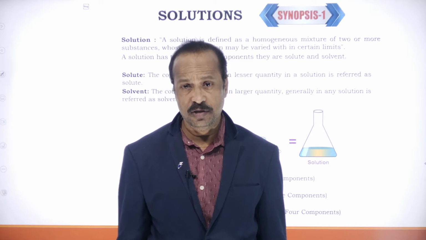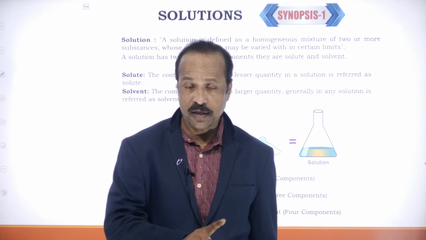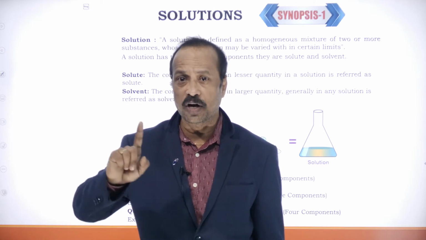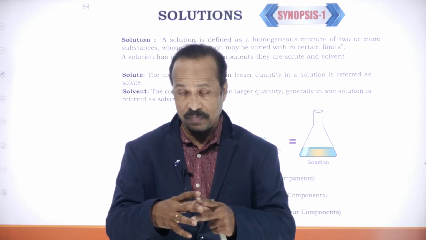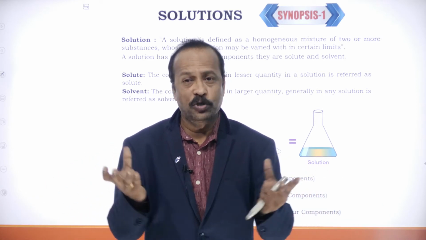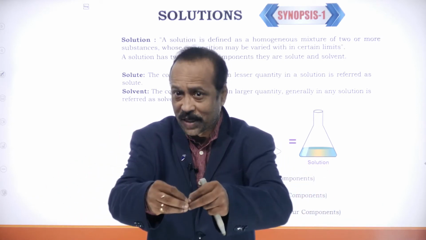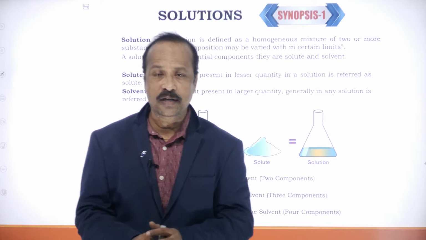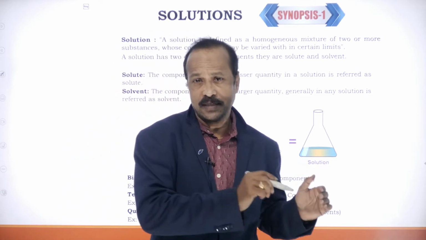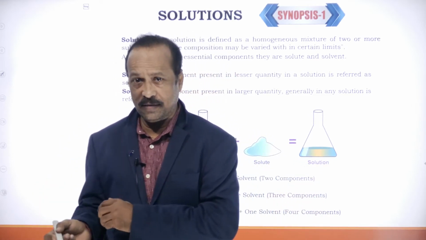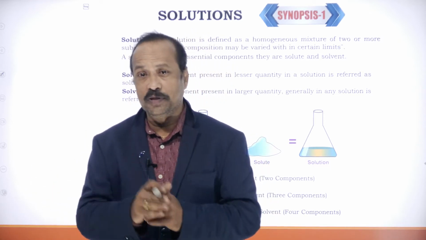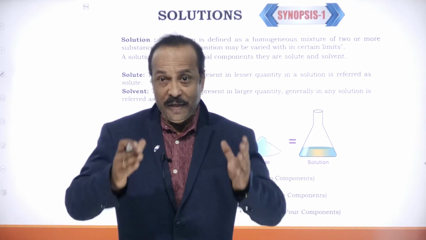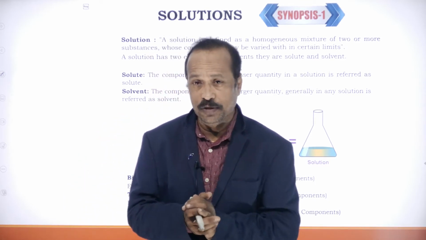What is it called? Solution. So, a solution is what? A homogeneous mixture of two or more substances. So, if two or more substances mix together, then that is called a solution. But here a word has come called homogeneous. A homogeneous mixture of two or more substances is called a solution. So, what is meant by homogeneous?